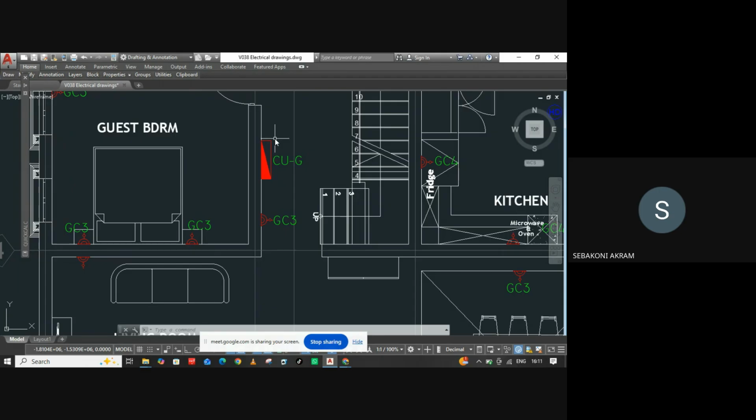So a consumer unit is typically for single phase. When you come to three phase, it is termed as a distribution board. Are we together? For single phase, it is a consumer unit. For three phase, it is termed as a what? A distribution board. Yeah, a distribution board.